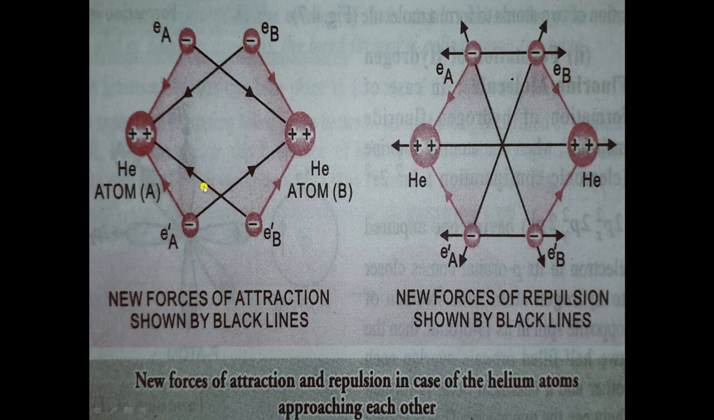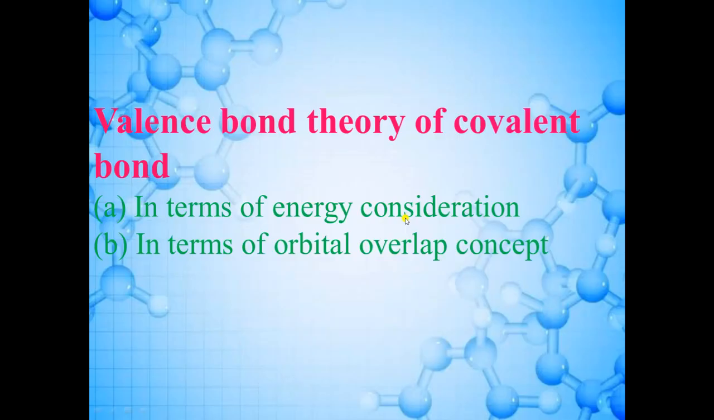Okay, so in total there are 4 attractive forces and 5 repulsive forces. As you can see, the repulsive force is dominating over the attractive force. So that is why energy increases, and as energy increases the molecule becomes unstable. So that is why the He2 molecule does not exist. So this is valence bond theory of covalent bond in terms of energy consideration. Now we will study valence bond theory in terms of the orbital overlap concept, that is, how a covalent bond forms by overlapping of orbitals.